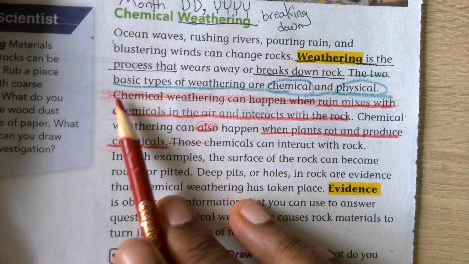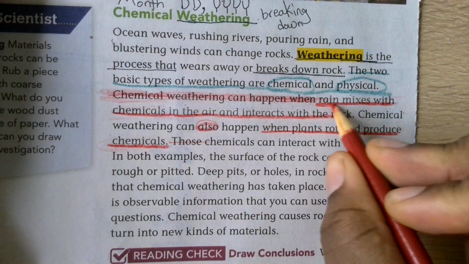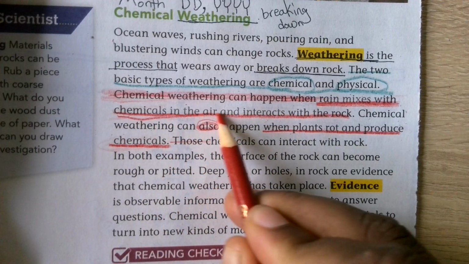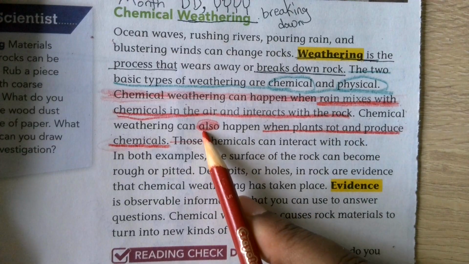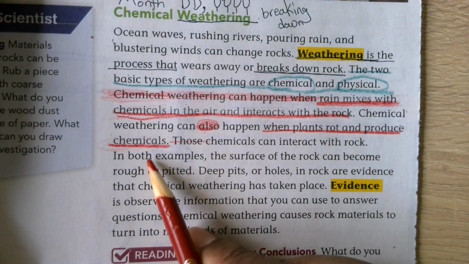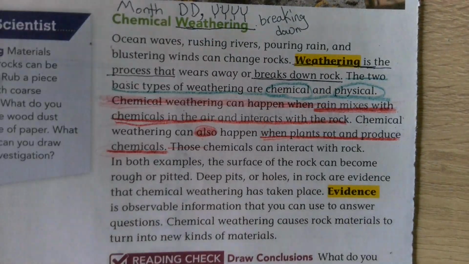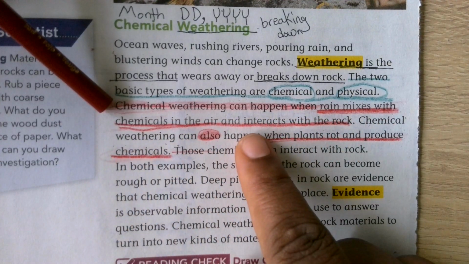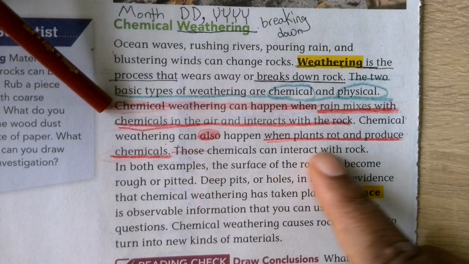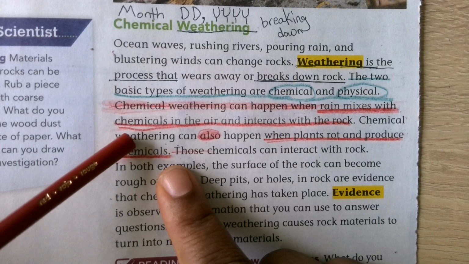So next I'm going to highlight chemical weathering can happen when, but then I'm going to underline rain mixes with chemicals in the air and interacts with the rock. Going to highlight the word also. Also, when plants rot and produce chemicals. I'm going to underline when plants rot and produce chemicals. That way, when I read it back, it says chemical weathering can happen when rain mixes with chemicals in the air and interacts with the rock. Also, when plants rot and produce chemicals. So that tells me two sources of chemicals that get on rocks and cause weathering. They cause the rocks to break down.